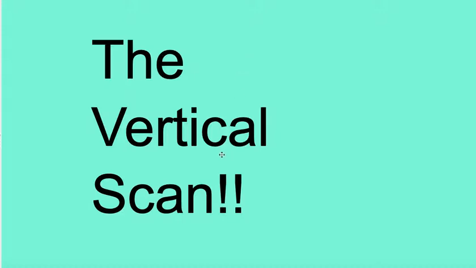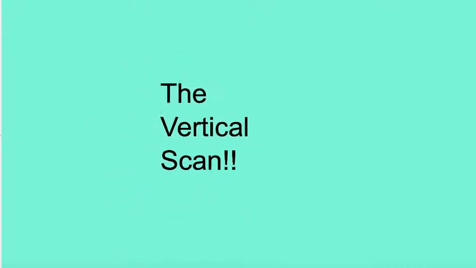It's called the vertical scan. This can be used on the writing sections of these tests as well as the math section, and on the ACT even the science section. It's a really helpful way to read answers to questions to help you eliminate and to narrow down what you're looking for. So here's an example of the vertical scan.